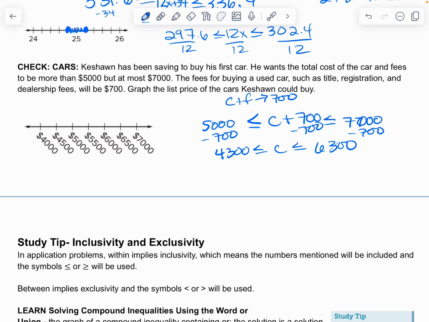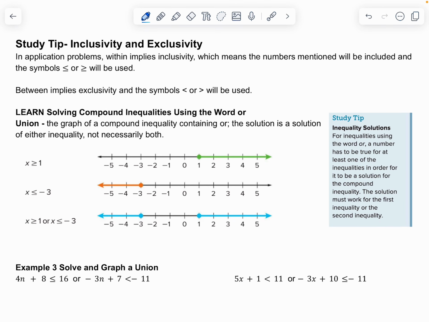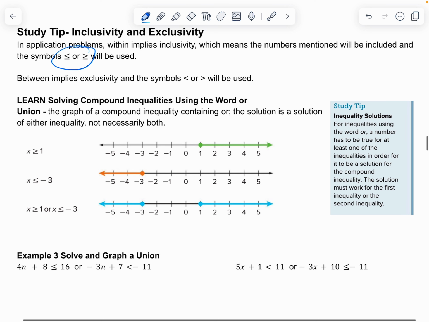So 23 about here and 63 about here. Okay. An application problem that implies inclusivity, which means the numbers mentioned will be included, are these symbols. Okay? So if it's these, the numbers aren't. So this has the brackets, this has the parentheses.